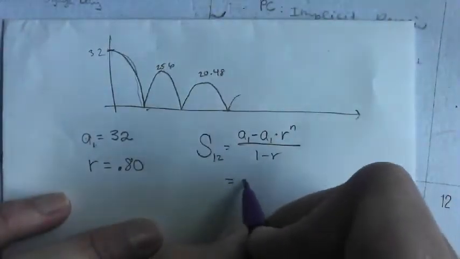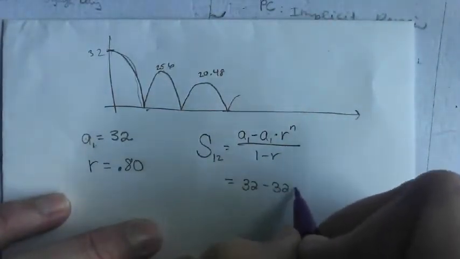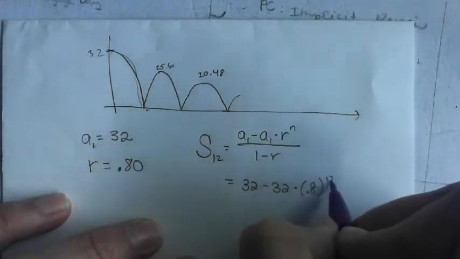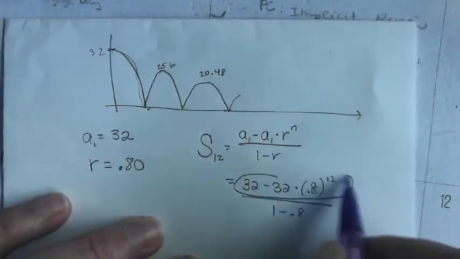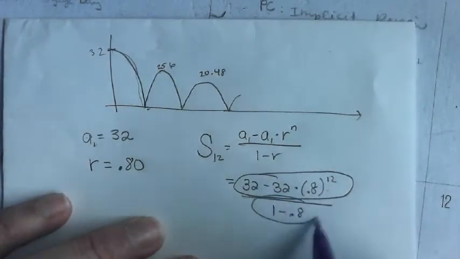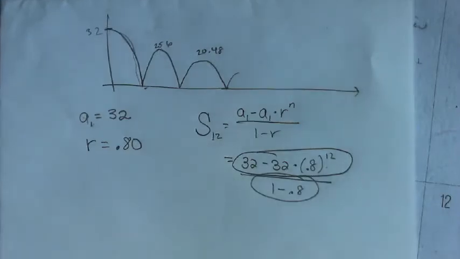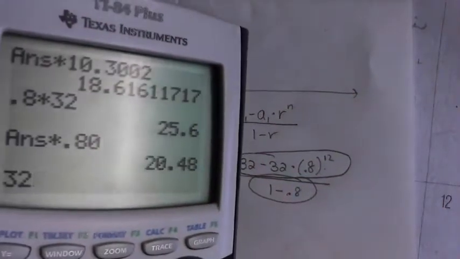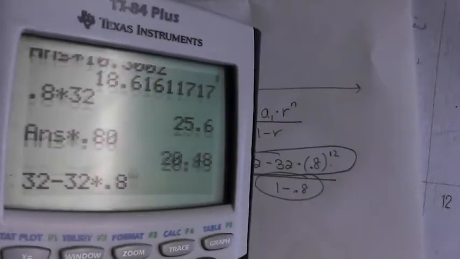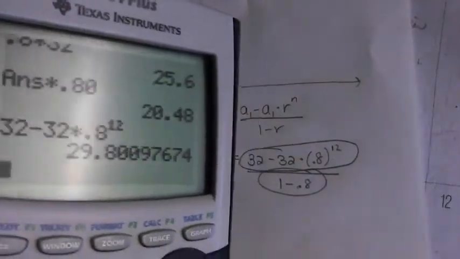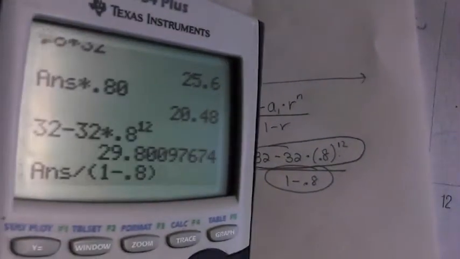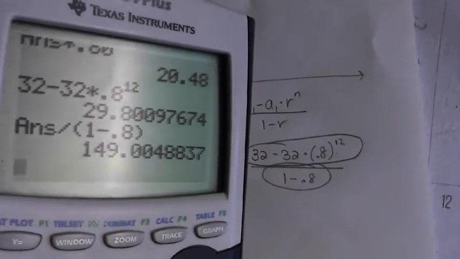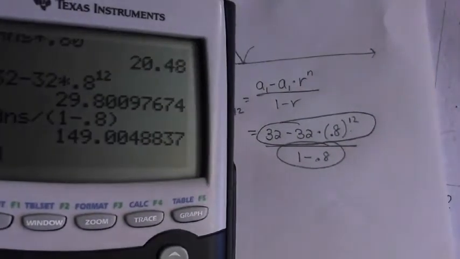We've got A sub 1 is 32 minus 32 times 0.8 to the nth power, n is 12, all over 1 minus 0.8. Make sure you do your numerator first. Get that answer. Divide it by what's going to be just 0.2. 32 minus 32 times 0.8 to the 12th. I'm going to hit enter after that and divide it by, and I can put in parentheses 1 minus 0.8 if I want. I could do that in my head and just put 0.2. 149. Option 4.